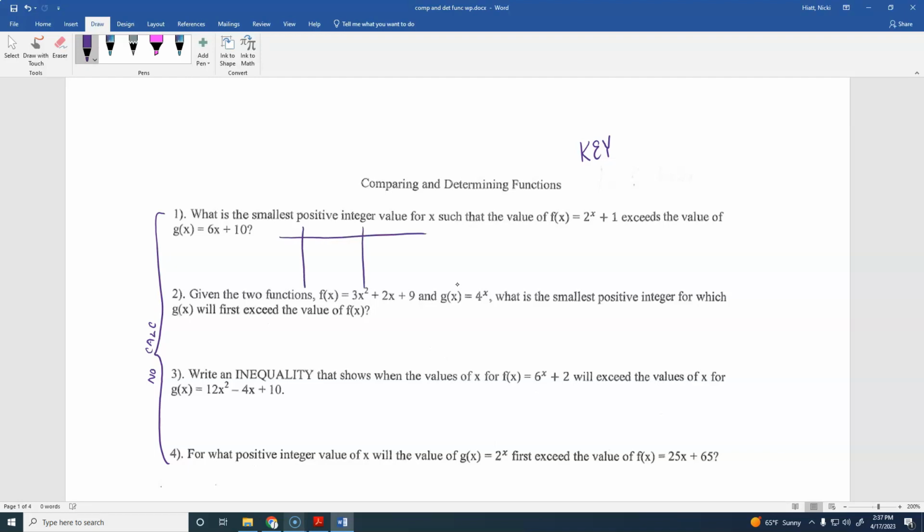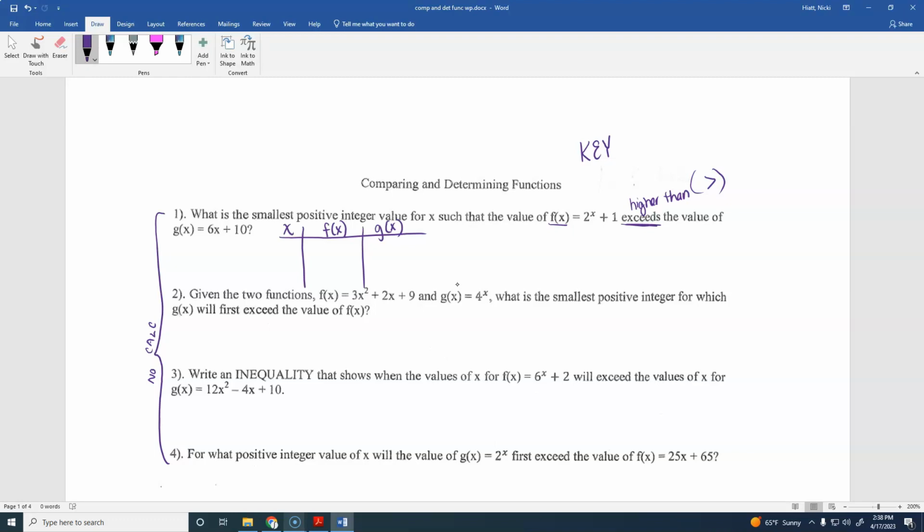I'm going to make myself a table that's got 3 pieces here. I'm going to put my x right here, and then an f of x and a g of x. Okay? So it says, what is the smallest positive integer value for x such that the value of f of x exceeds, what does exceeds mean? Goes past or higher than, right? Higher than, or greater than, the value of g of x. So we're looking for the first time f is higher than g.